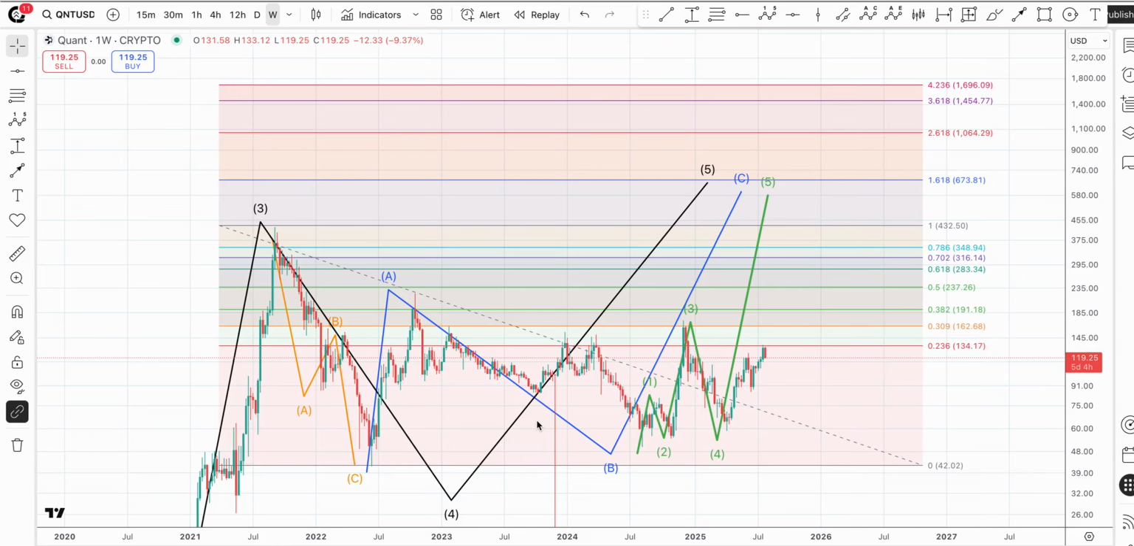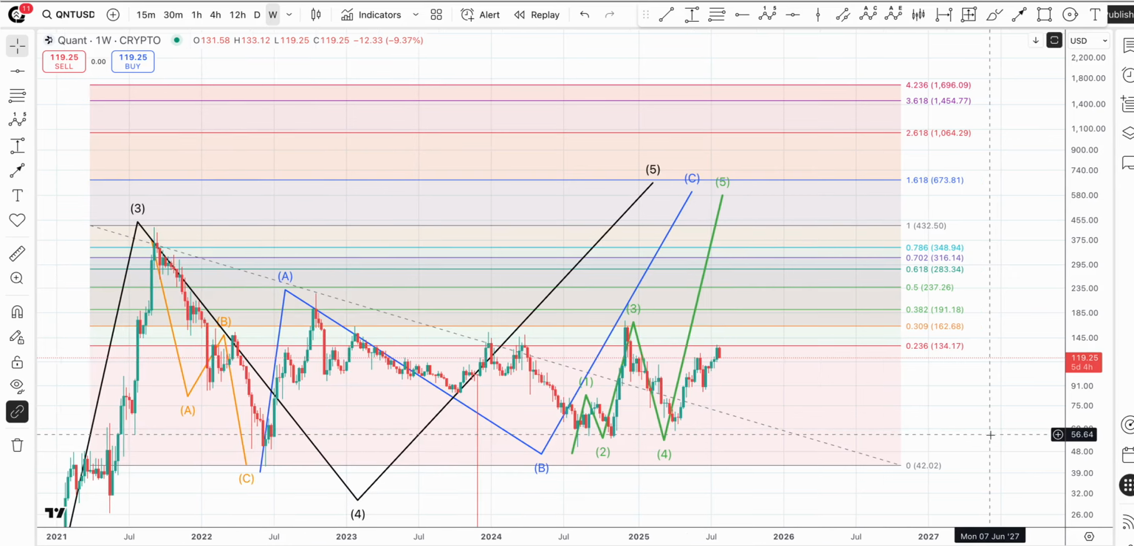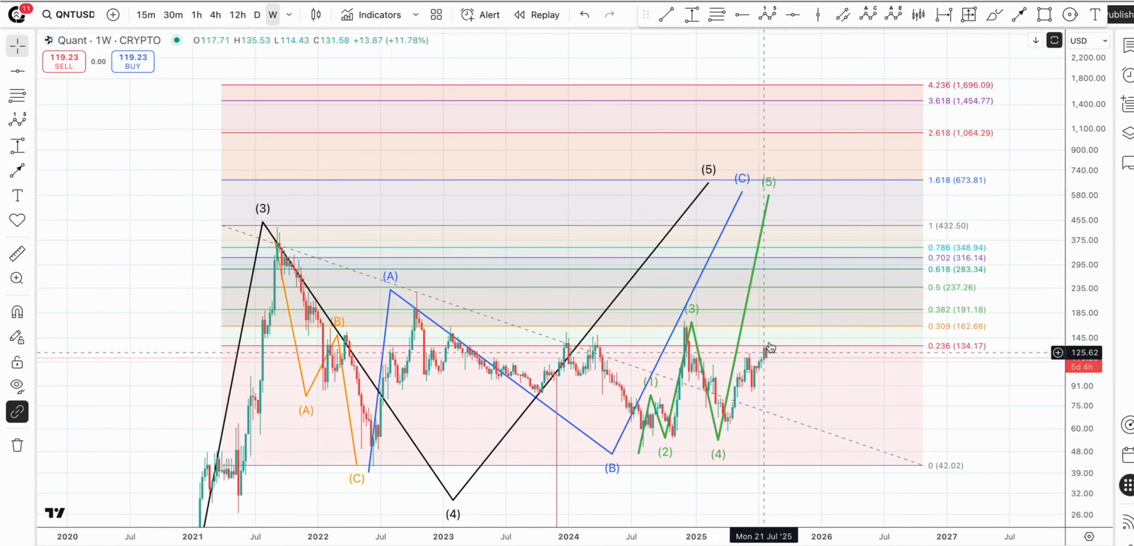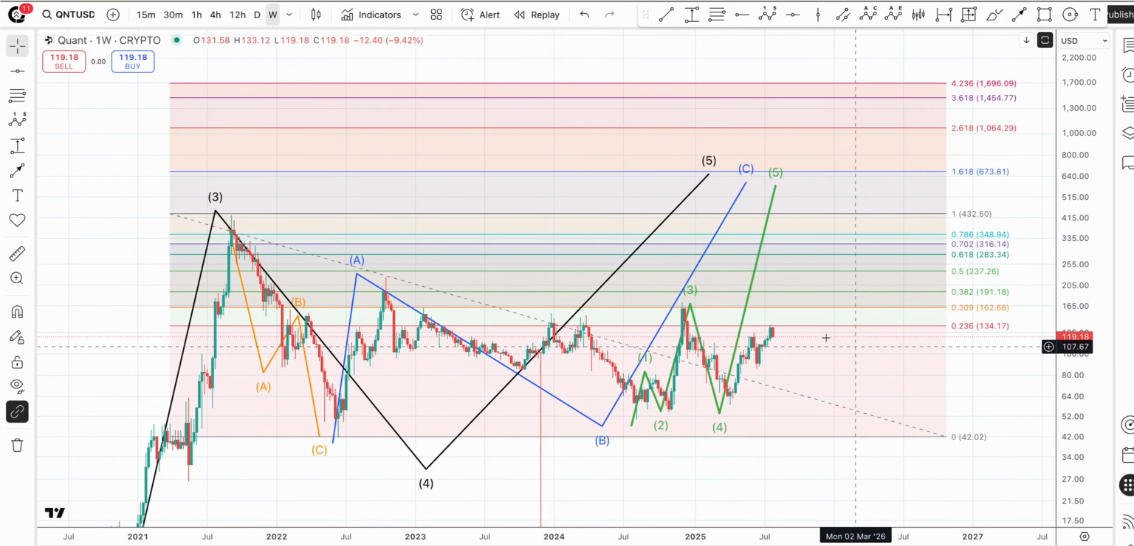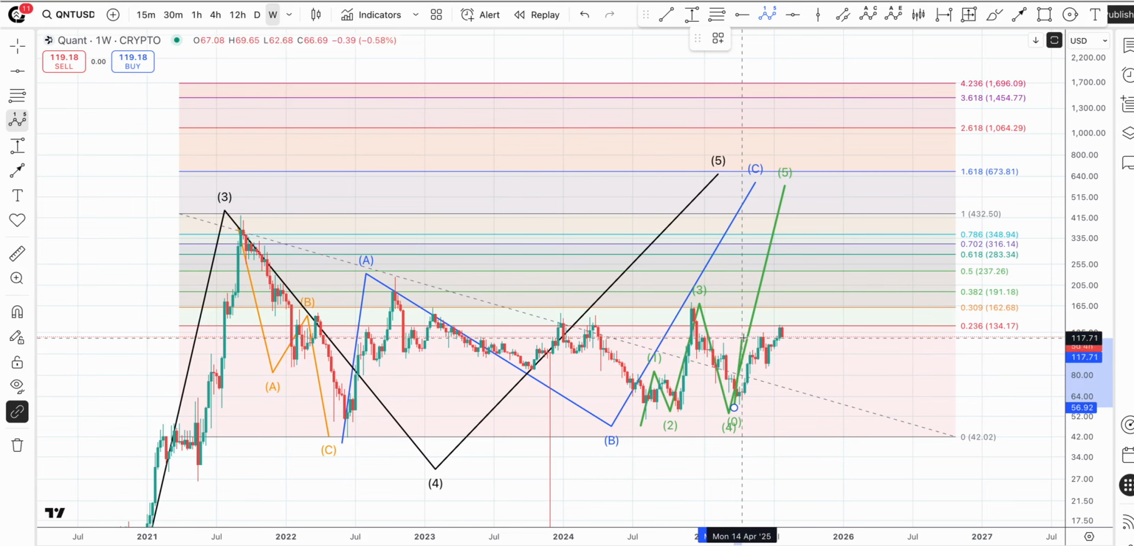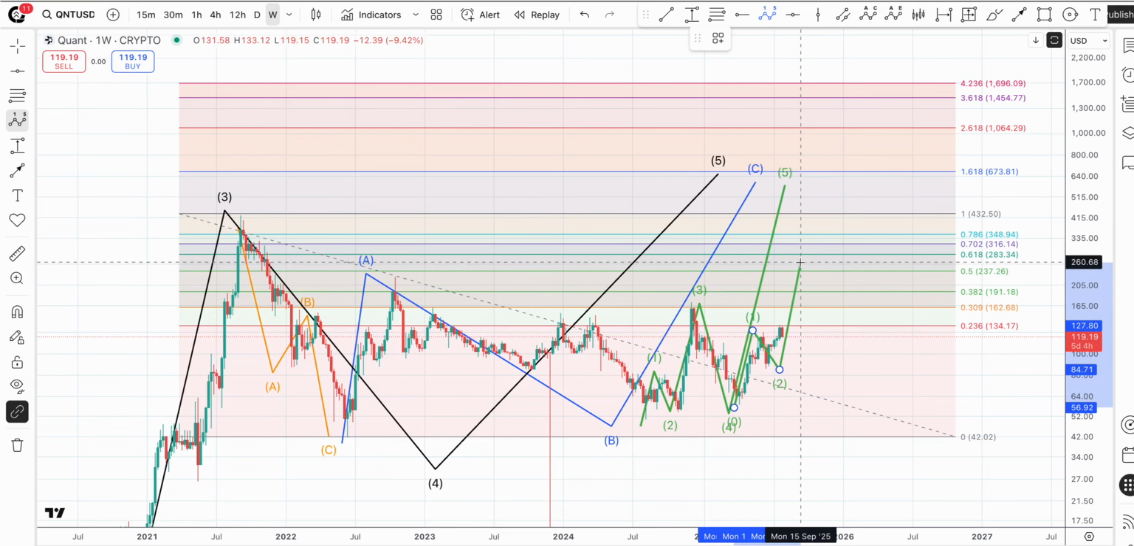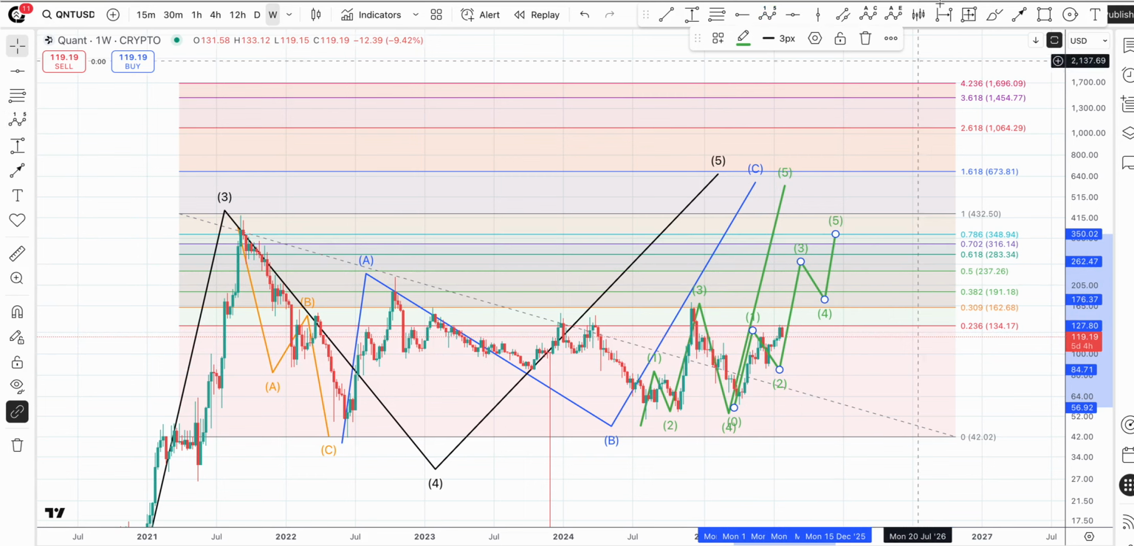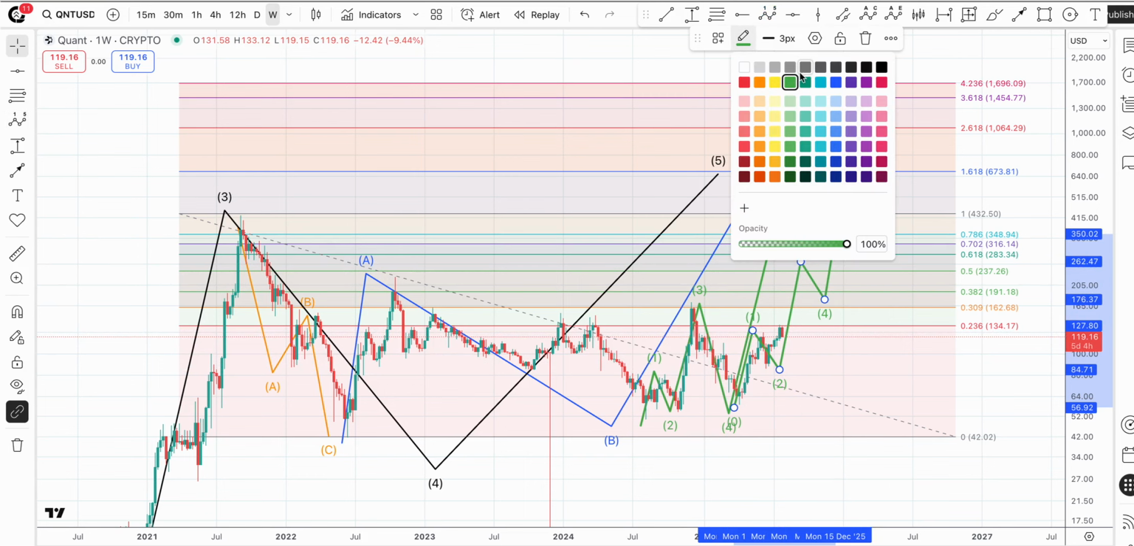I have QNT Quant up on the screen, the 1 week price chart. We're going to dive into this last wave here, which is the macro 5 of a C of a 5. I mean, we're getting real into the roots here, but mainly what we're focusing on today is going to be these waves right here. Waves 1 and 2 are already done in the markets. We've been talking about macro waves 3, 4, and 5.